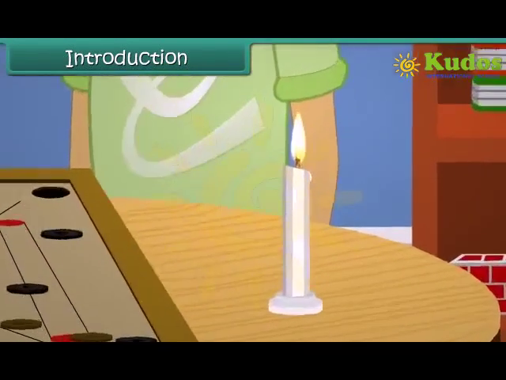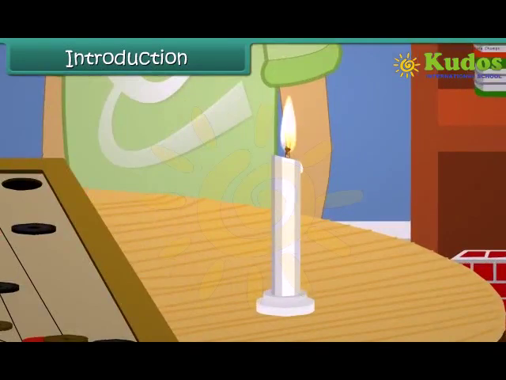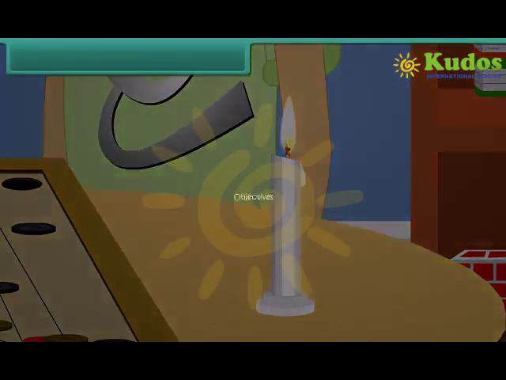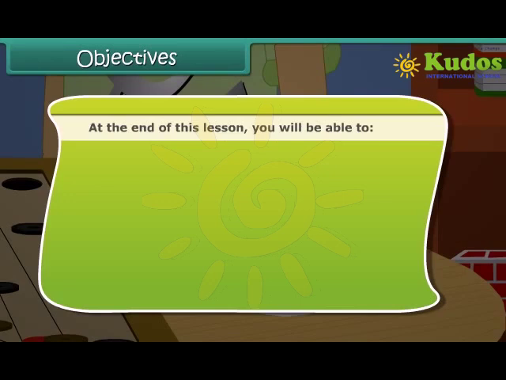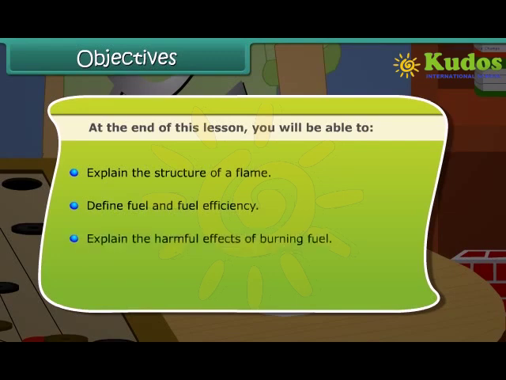The flame is an interesting topic to discuss. In this lesson, we discuss the flame and fuels. Objectives. At the end of this lesson, you will be able to explain the structure of a flame, define fuel and fuel efficiency, and explain the harmful effects of burning fuel.